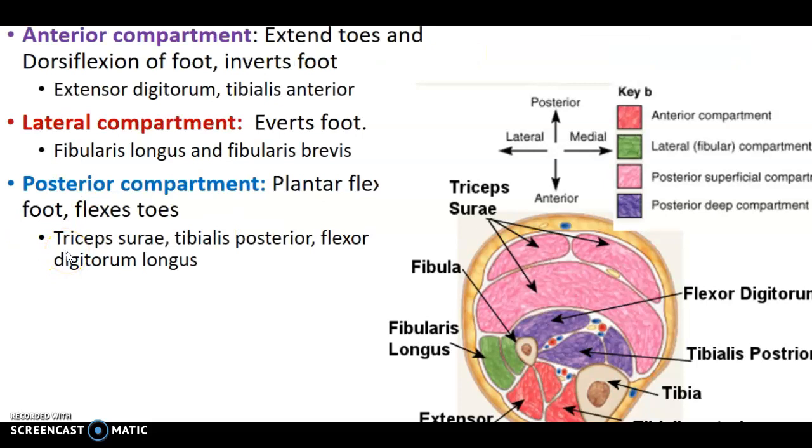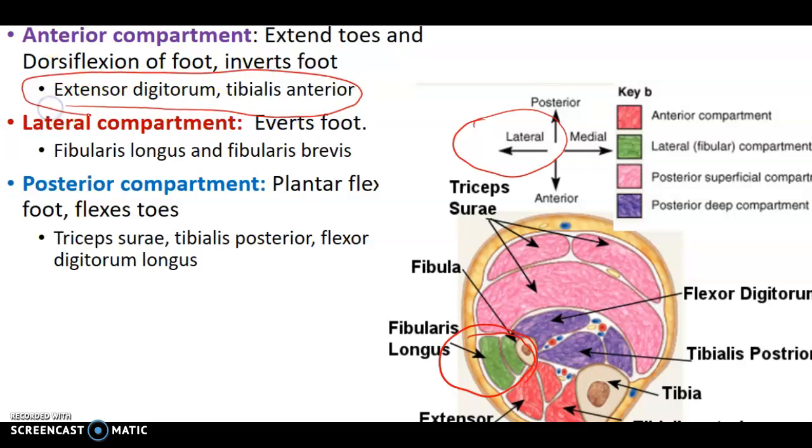So, lower leg. Remember the upper leg had anterior, posterior, and medial? Well, this has a lateral compartment. Look at that lateral compartment, all two muscles of it. So there is an anterior compartment that will extend the toes, dorsiflex the foot, and invert the foot. The ones we're going to learn are the extensor digitorum, because I think it's a hilarious name, and the tibialis anterior. The lateral compartment has the fibularis muscles. That is going to evert the foot. Invert would be in that way.